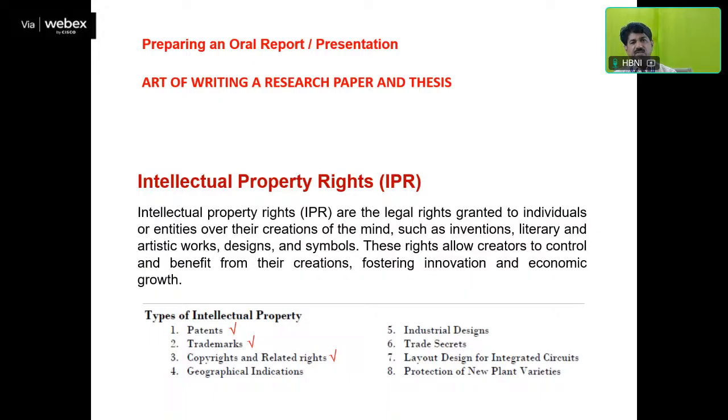I've told you that these also include GI tags, industrial designs, trade secrets, etc. So we'll see those things one by one. Then we'll discuss more details about patents today.